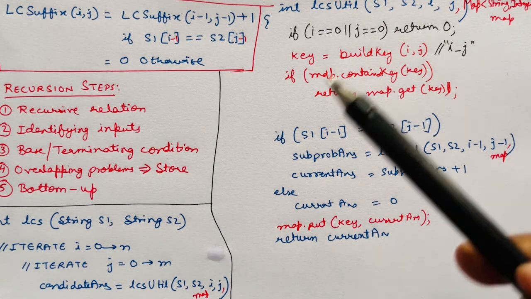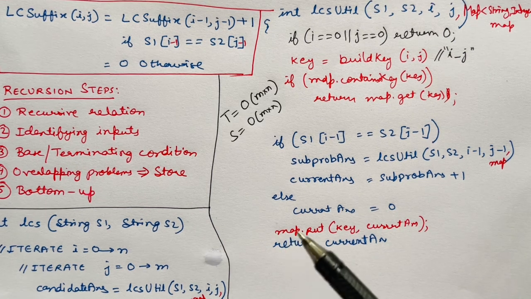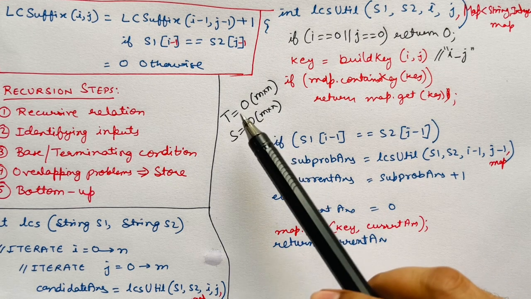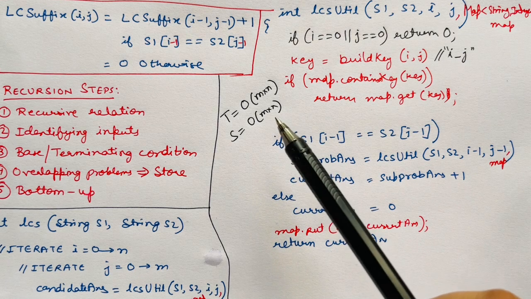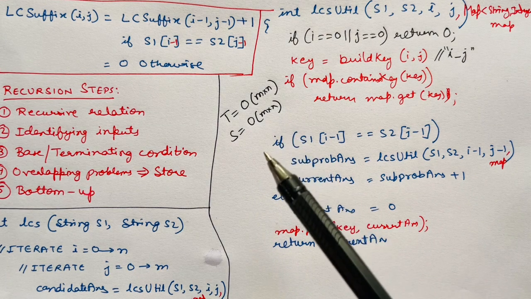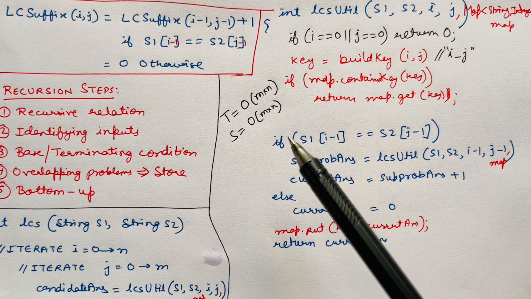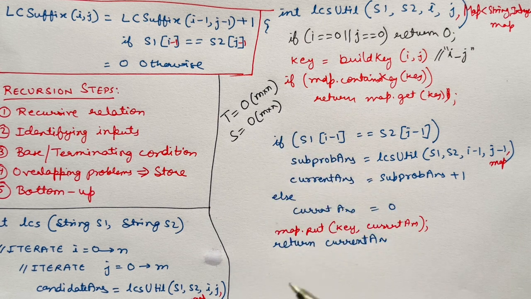Now this completes our top-down dynamic programming algorithm. What will be the time complexity of this algorithm? For every pair of i and j, we have calculated the answer once. Therefore, time complexity is order of m into n, where m and n are the lengths of the two strings. Similarly, space complexity will also be order of m into n, because we have stored the results of as many combinations.